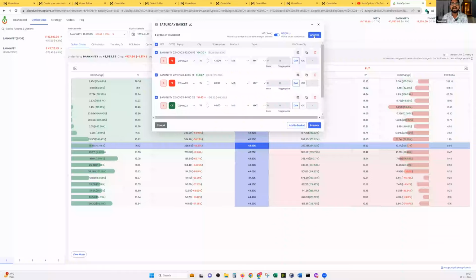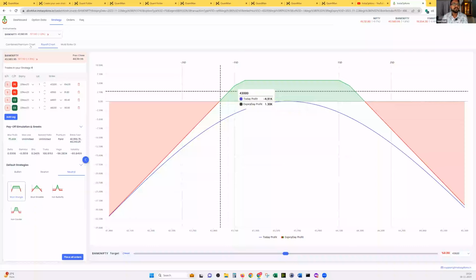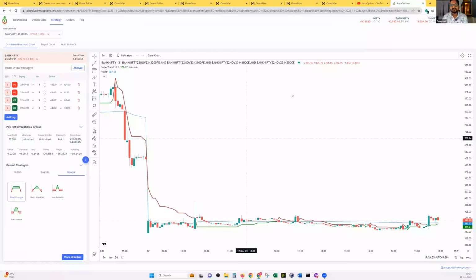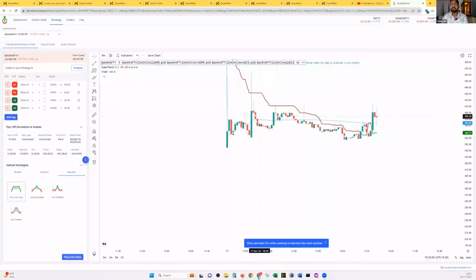Now it will just take me to a page where it looks like this. Okay, this is what it just looks like. Then click on combined premium chart. And the minimum time frame, what I personally suggest, is to use a 3 minute or a 5 minute time frame.